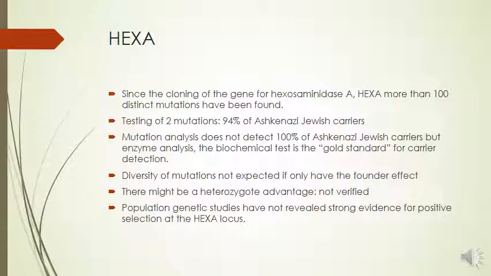And one of the things that's quite interesting is that the diversity of the mutations was not expected, if only the founder effect was coming into play here, to explain why so many people who are of Ashkenazi Jewish descent carry the gene. So there might be a heterozygote advantage. However, this currently has not been verified, but population genetic studies have not revealed strong evidence for positive selection at the HEXA locus also. Now, if we go on to the next slide, you will see some ideas of what possibly might be the heterozygote advantage.